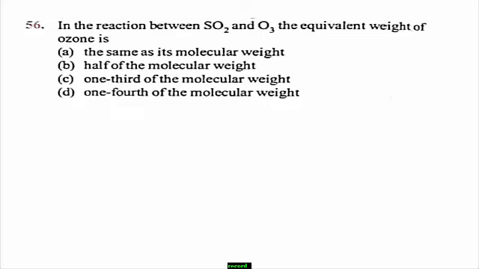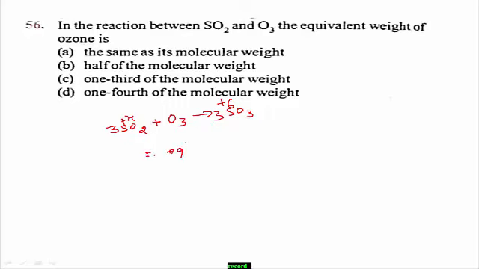Students, first I write the reaction. The reaction takes place between SO2 and O3. Here 3 moles of SO2 when reacting with ozone form 3 moles of SO3. Oxidation number of sulfur in SO2 is +4 and in SO3 it is +6. So oxidation number changes from +4 to +6. Usually 2 electron change takes place here.